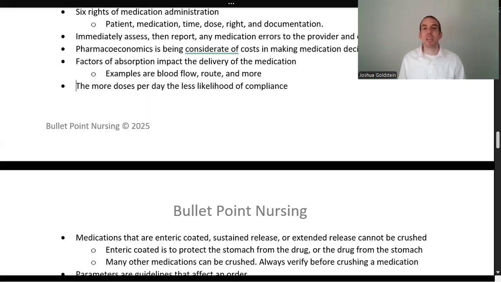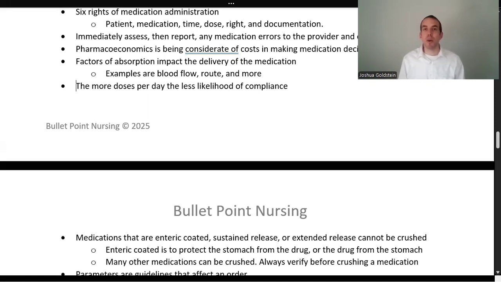Next, we have medications that can be coated. What does this mean? Medications can be either enteric-coated, sustained release, or extended release. The first thing you have to know about these three terms is that none of these can be crushed up. Very often, you're going to be crushing up medications to give to the patient. Let's say a patient's supposed to get a medication, you crush it up and you give it in a spoonful of applesauce, and the patient does well with that. None of these medications are able to be crushed up.